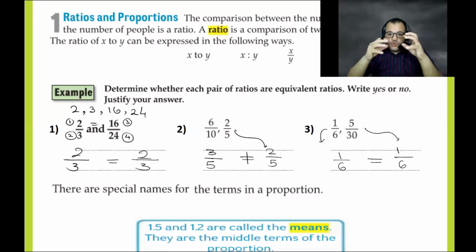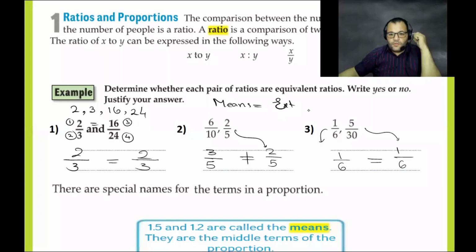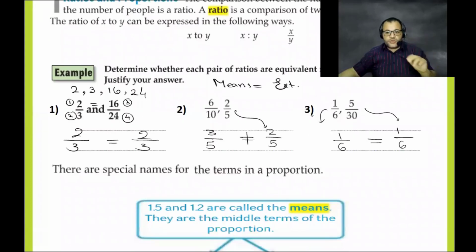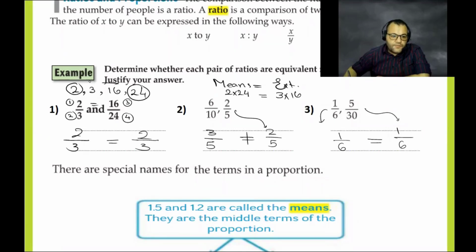If the two ratios are equivalent, you will find that the product of means equals the product of extremes. Again, if the two ratios are equivalent, then the product of means equals the product of extremes. So if you multiply 2 times 24, you will find that the answer equals 3 times 16.